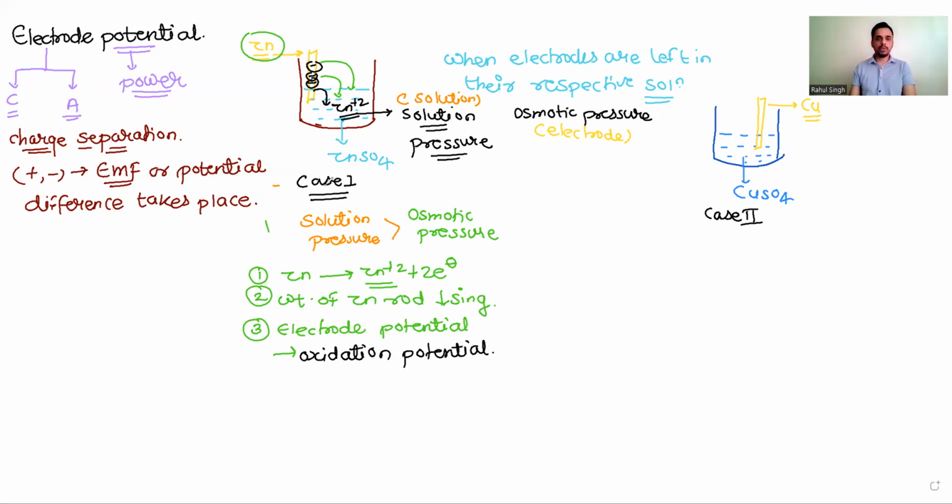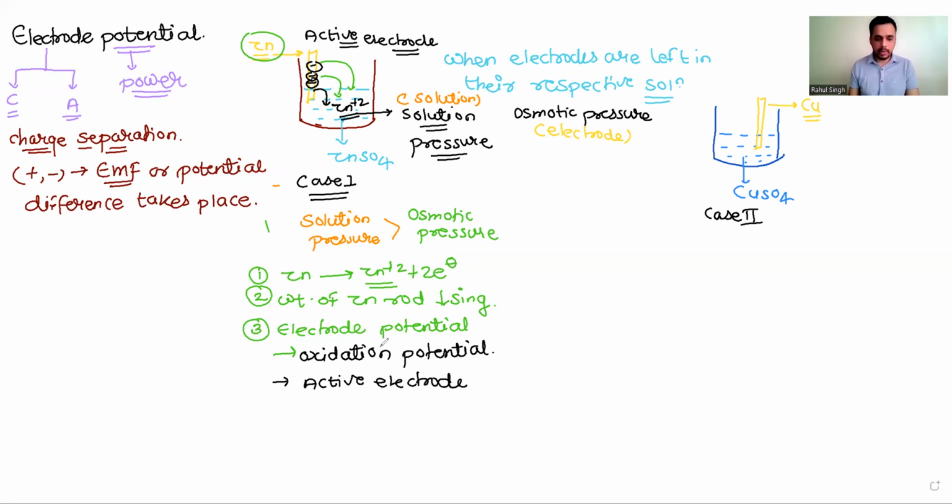Like platinum, it is not an inert electrode, it is an active electrode. It is our active electrode. These electrodes are nothing but active electrodes. We name them as A, this is our active electrode. We can write over here also active electrode.